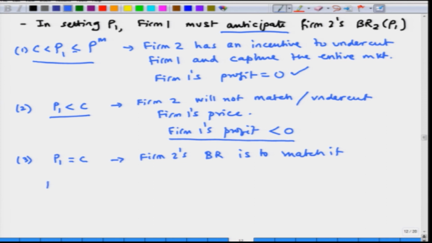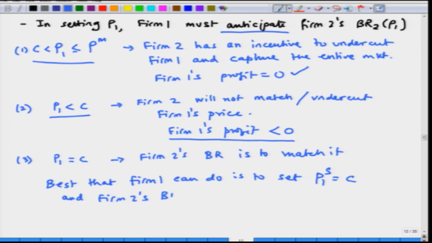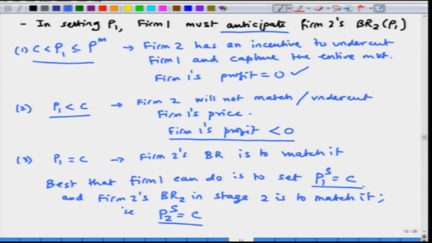So, the best that firm 1 can do is to set P1 equal to C, and firm 2's best response in stage 2 is to match it. That is, the price becomes equal to marginal cost, which is the outcome that we had under the Bertrand model. So, same as in the Bertrand model. Right. So, now we have entirely different outcomes.